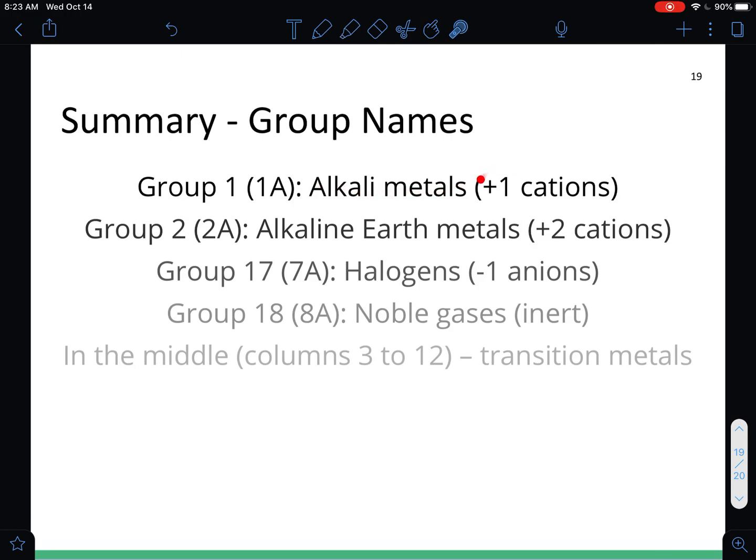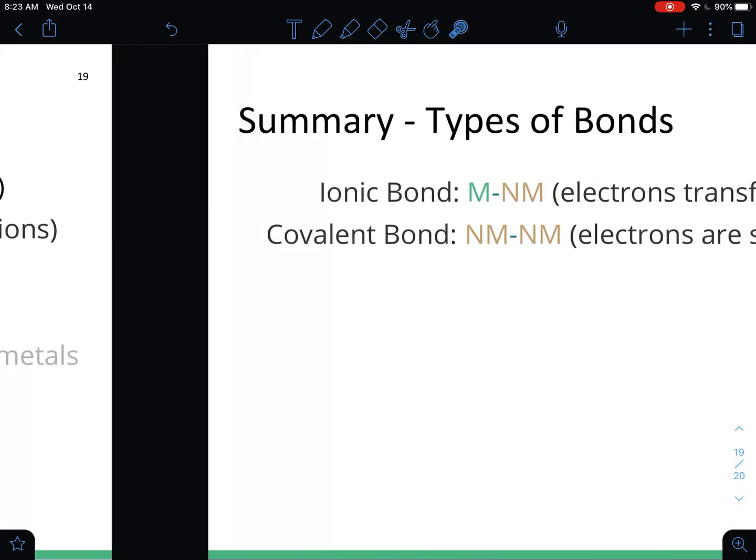Group 1 or 1A is the alkali metals, and they form positively 1 charged cations because they want to give away 1 valence electron. Group 2 or 2A, alkaline earth metals, form positive 2 cations. Group 17 or 7A, the halogens, negative 1 anions, noble gases. They have a complete outside shell, what every atom is trying to achieve, so they do not have a charge. And then the middle group are the transition metals.